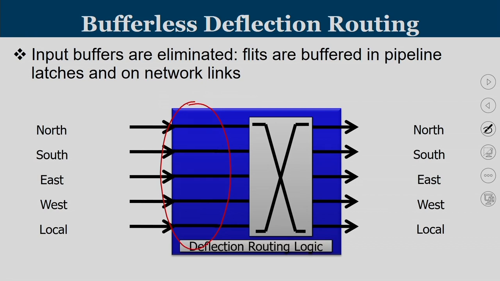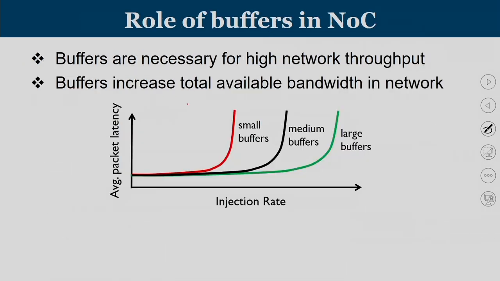So, all flits coming through the various directions are assigned some ports and they move out. Input buffers are removed, and it will improve your energy efficiency. Now, we have seen what the role of buffers was. If you have a larger number of buffers, then the saturation point is stretched. If you don't have buffers, then we are going to saturate early, but you are going to get a lot of savings in terms of power and energy dissipation.